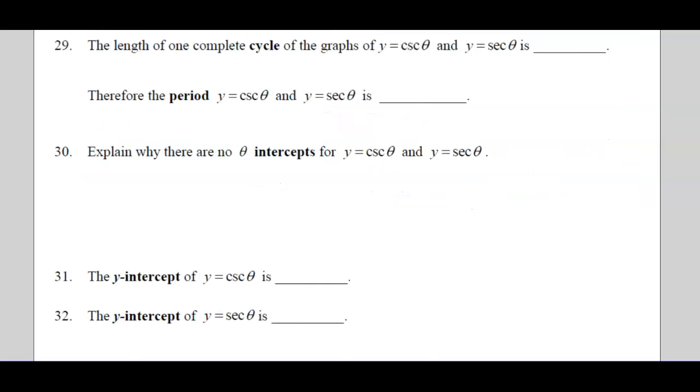All right, so the length of one complete cycle, so we talked about this already, is 2 pi, just like sine and cos. So that's the period.